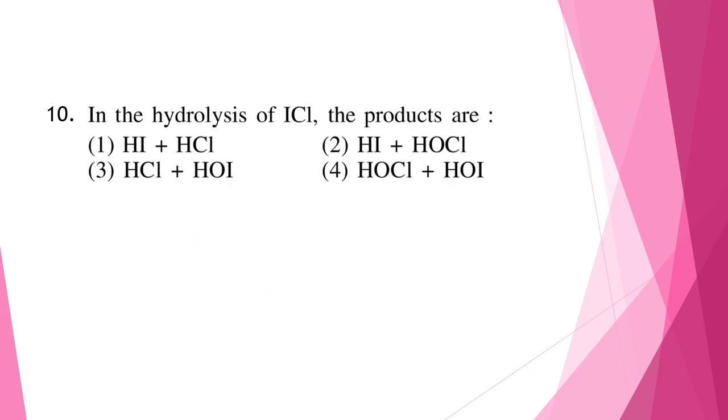Question 10. In the hydrolysis of ICl, the products are. ICl plus H2O gives HCl plus HOI. So here the correct answer will be option number 3.